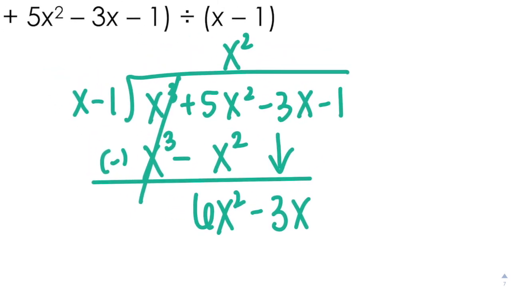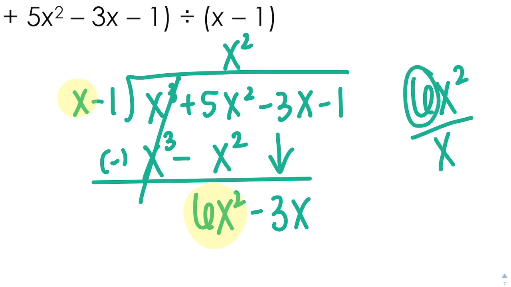Now I'm going to go again. How many times does x go into 6x squared? Well, ask yourself, what's 6x squared divided by x? That's 6x, because 6 divided by 1 is 6, and x squared divided by x is x. So 6x needs to go above the x, lining them up. And it's positive, so plus.